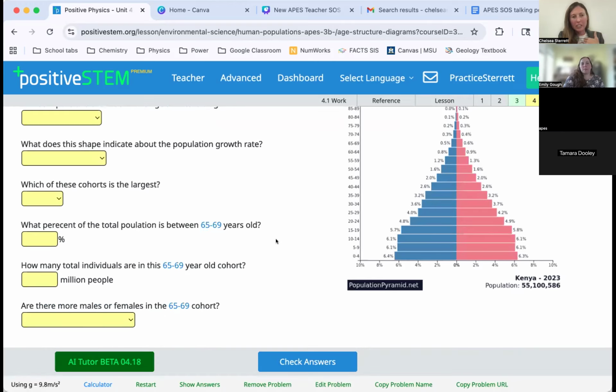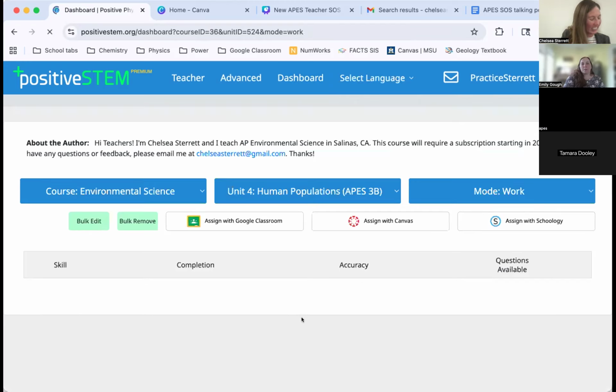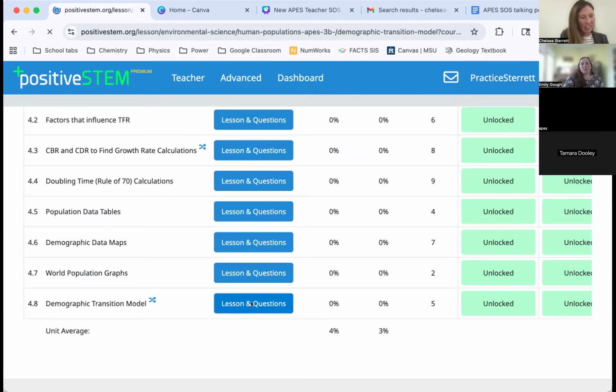So what I like about doing this with my students is I can encourage them to work together, but they'll have different questions. So when they ask each other for help, they're not just telling each other the answers. They kind of have to help each other do it and then also do it themselves. And I think one last graph I was going to show you guys on here was the demographic transition model, another graph I wanted to show you how I use.